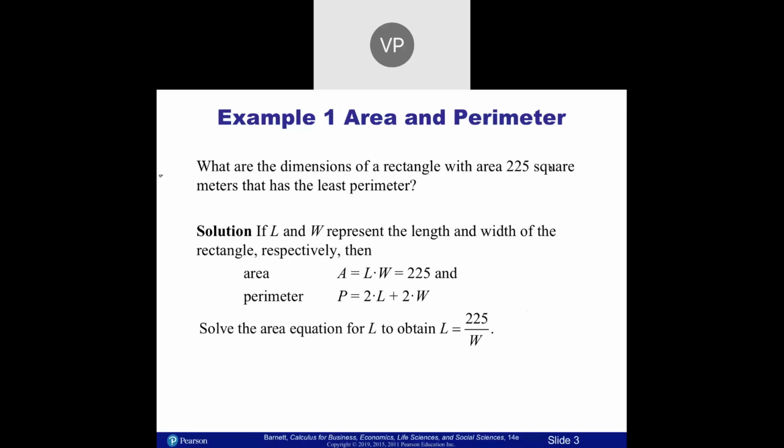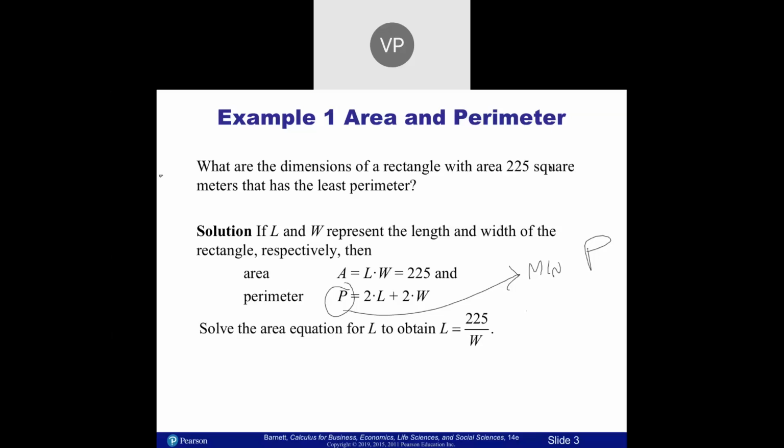So here's what we're going to do. The thing that we're trying to minimize, remember, is the perimeter. So what you need is an equation that has P. Ideally, we want it to be one variable.